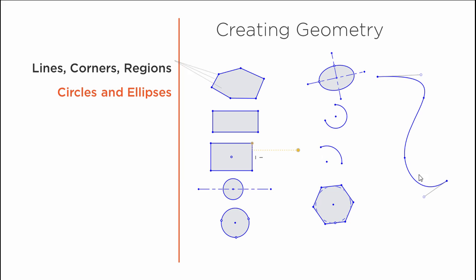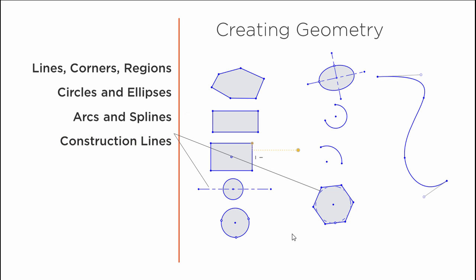Now you can create circles and ellipses, and you can create arcs and splines. Now there's a special type of line, which is a construction line, which will help you create geometry. These lines are all dashed, and they do not do anything when you actually create the part. So they are not picked up by the 3D modeling functions to create your 3D part. They are purely there for construction and help purposes.